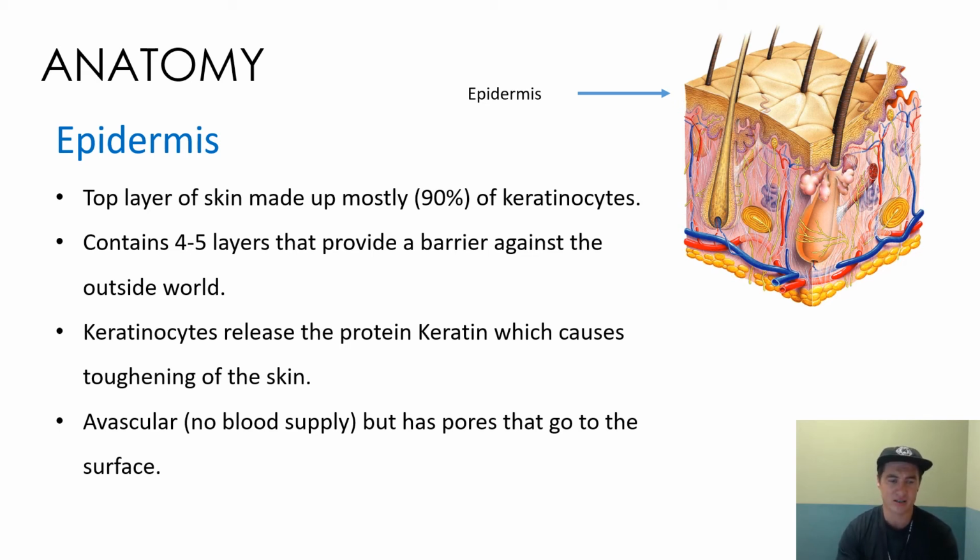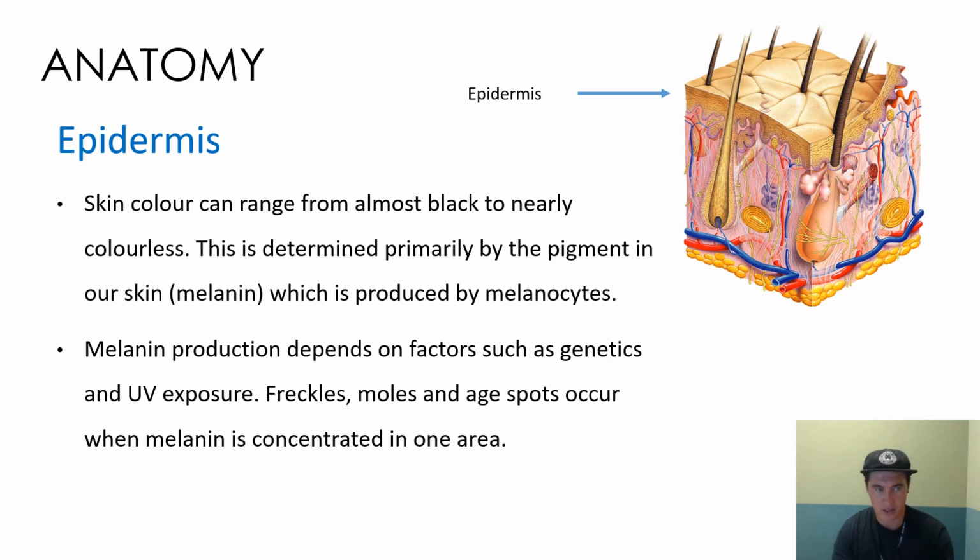It's avascular, so it means no blood supply, but there are pores or like tunnels to the surface. Its skin color can range from almost black to nearly colorless. This is determined primarily by the pigment in our skin called melanin. I think melanin sounds like skin, melanin skin, which is produced by melanocytes. Remember, cytes means a cell, so a melanocyte is a cell that produces the pigment melanin. More melanin, the darker the skin tone.